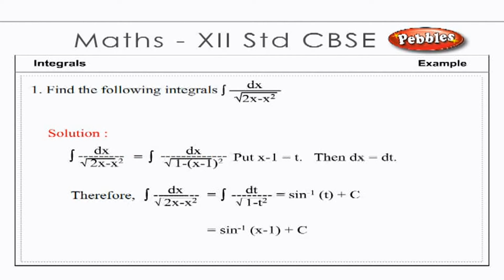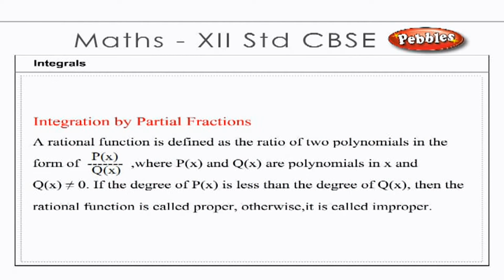Put x minus 1 is equal to t. Then dx is equal to dt. Therefore, integral dx by the square root of 2x minus x square is equal to integral dt by the square root of 1 minus t square, which is equal to sin inverse of t plus c, which is equal to sin inverse of (x minus 1) plus c.